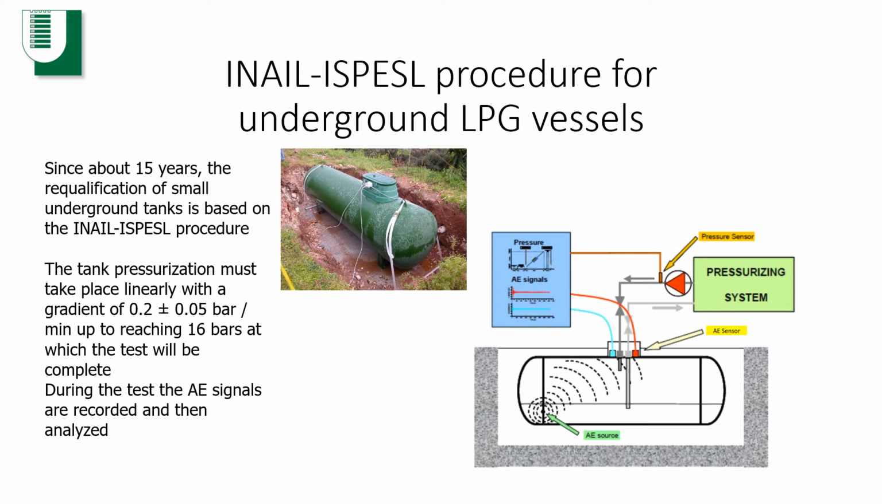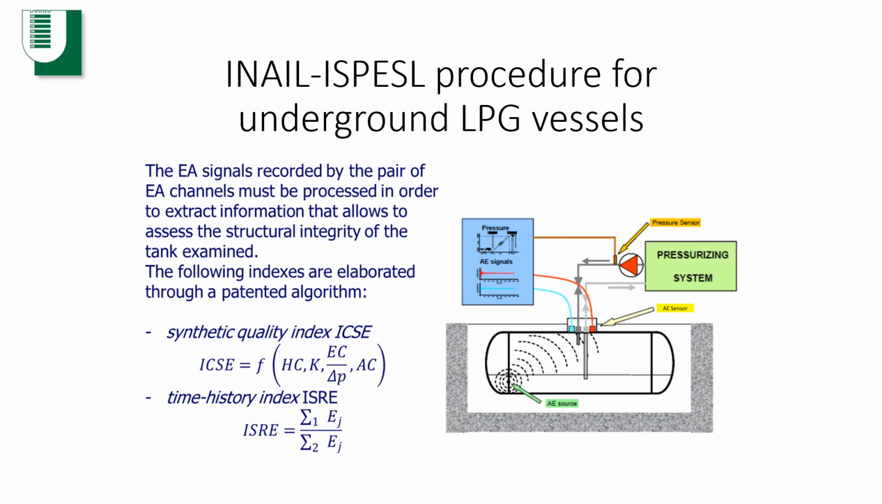For about 15 years, the requalification of small underground tanks has been based on the INAIL-ESP procedure that uses the acoustic emission analysis. The tank is charged with a pressure having a linear time gradient up to reaching 16 bars, at which the test will be complete. During the test, the acoustic emission signals are recorded and then analyzed. One of the most interesting features of the procedure is that the tank can remain buried during the test, as the sensors are applied in the part emerging from the ground.